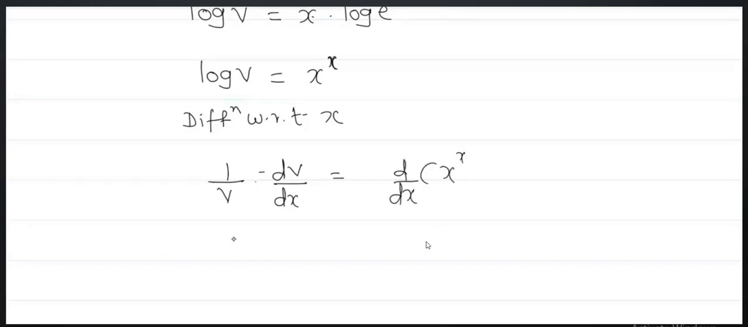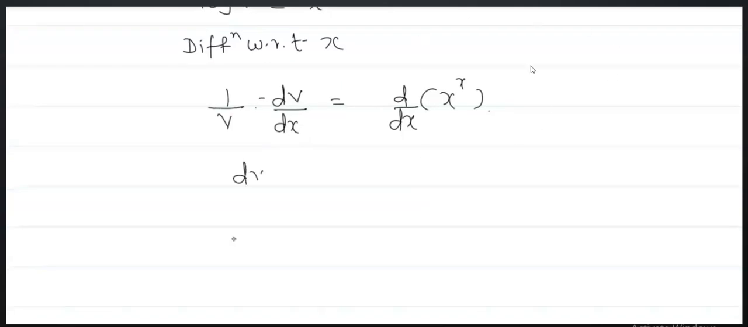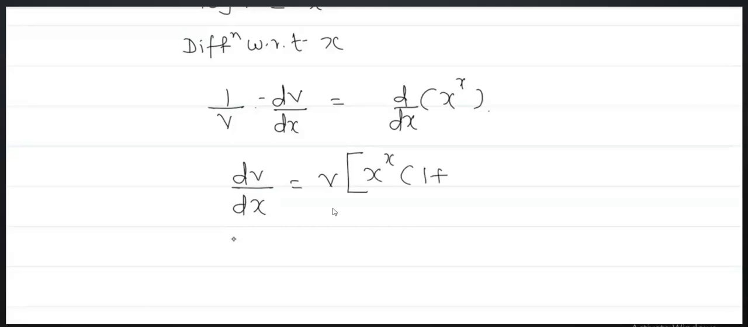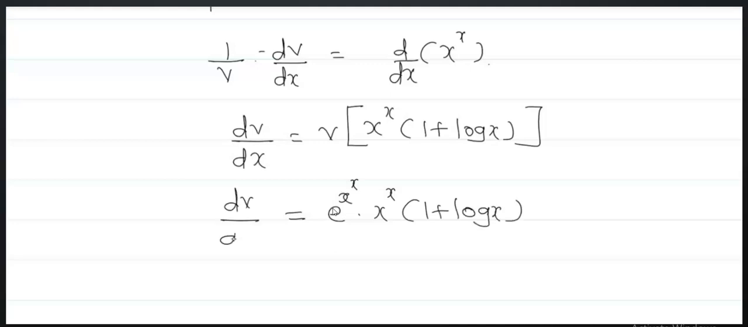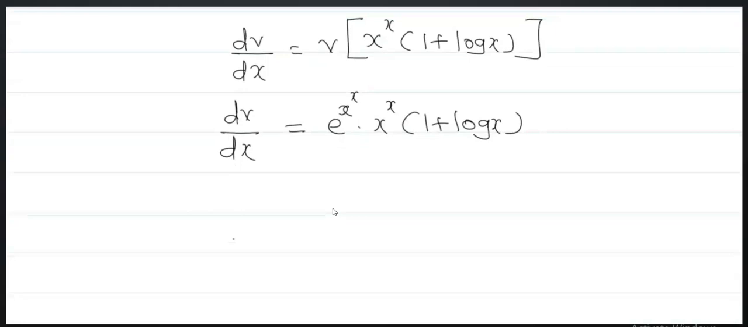Now d/dx of x raised to x. Here we will substitute the value of d/dx of x raised to x directly. Therefore dv by dx is equal to v into x raised to x in bracket 1 plus log x. And the final is, dv by dx is equal to e raised to x in bracket x raised to x into 1 plus log x. This is the dv by dx.